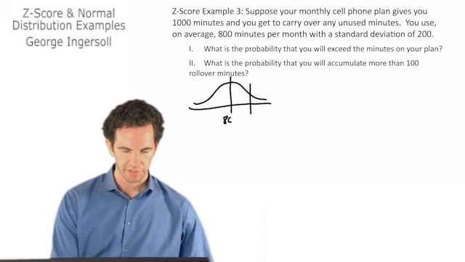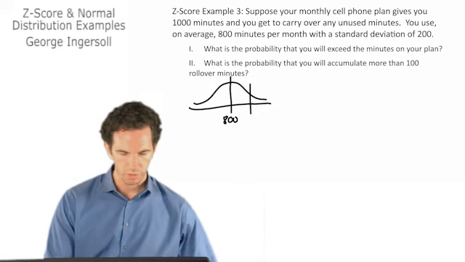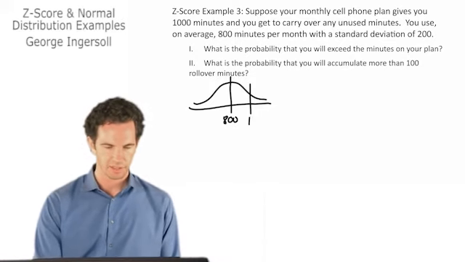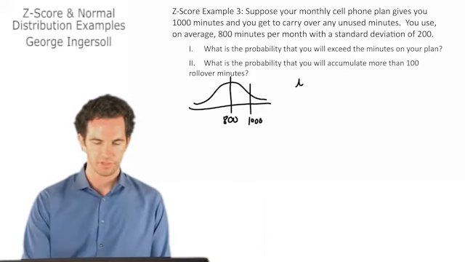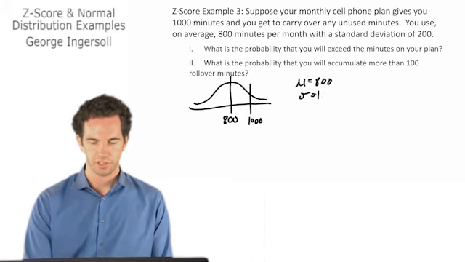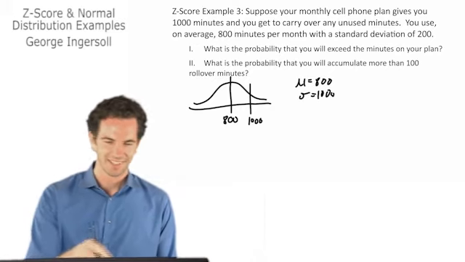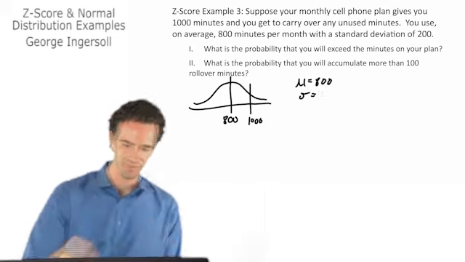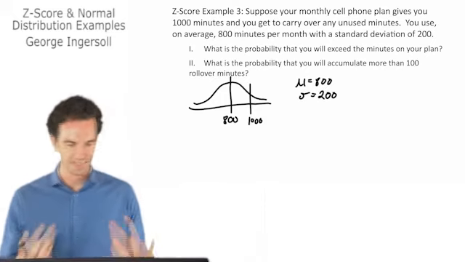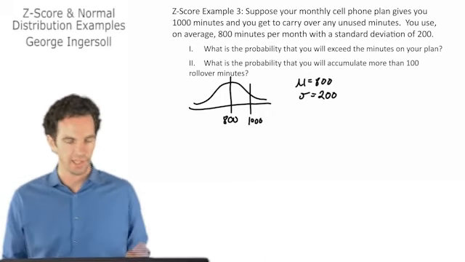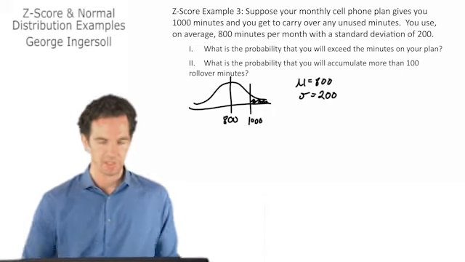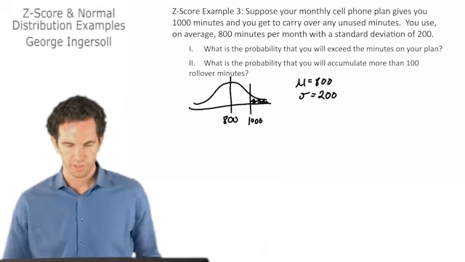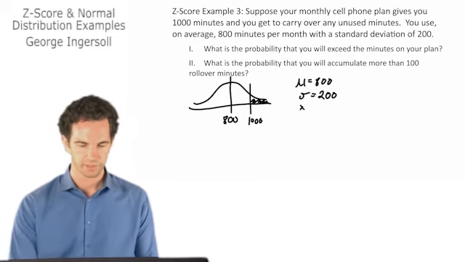So our average here is 800, and we want to know the probability of exceeding 1,000. Standard deviation is 1,000. Oh, no. Standard deviation is not 1,000. Standard deviation is 200. And our x in this case, the value that we're looking at, is 1,000. So we're interested in knowing what this percentage is here, right?